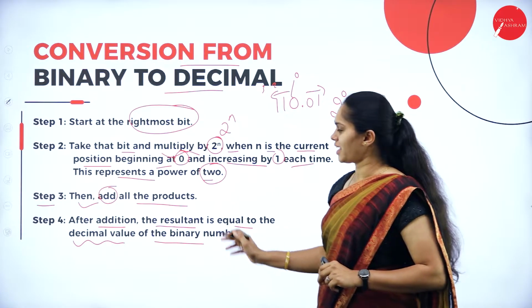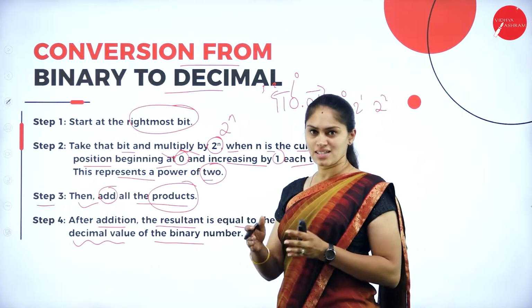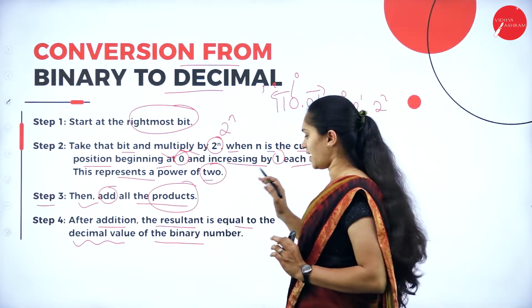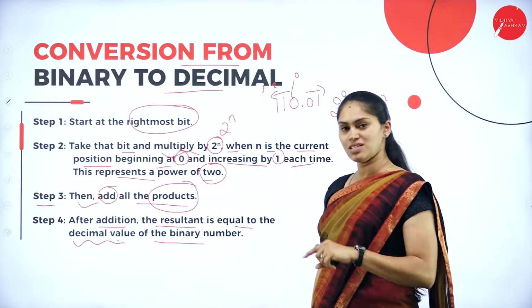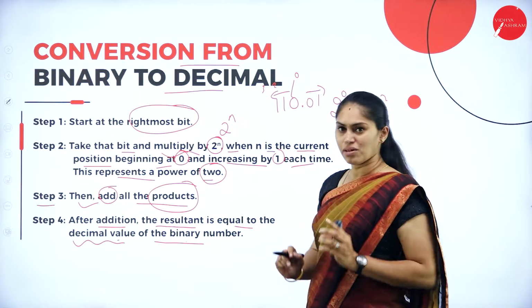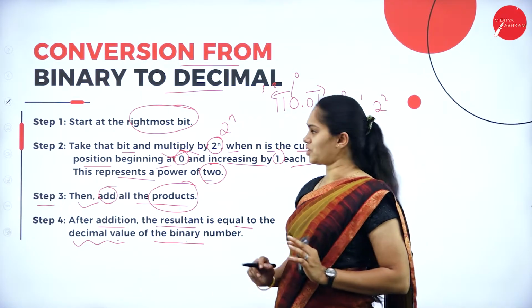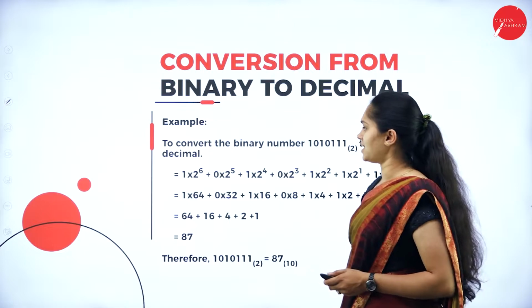So what we get after the addition of all the products, that number is the decimal value which is equivalent to the binary number, which we are taking as input here. Okay, we'll see the first example here.